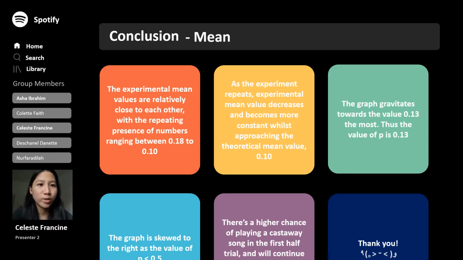To conclude, we can state that the experimental values are relatively close to each other, with the repeating presence of numbers ranging between 0.1 to 0.18. Not to mention, as the experiment repeats, the value of the experimental mean decreases and becomes more constant whilst approaching the theoretical mean value, 0.1. Also, the graph gravitates towards the value 0.13 the most, making it the value of p.